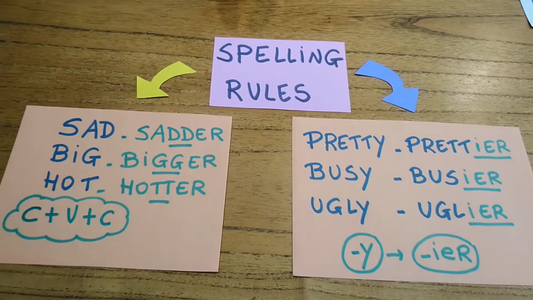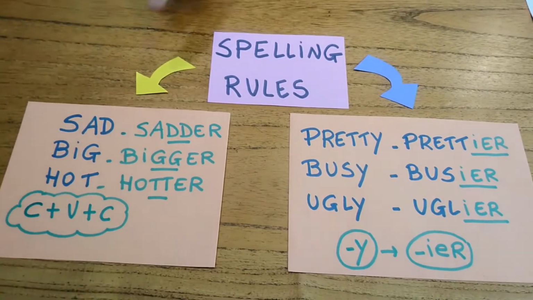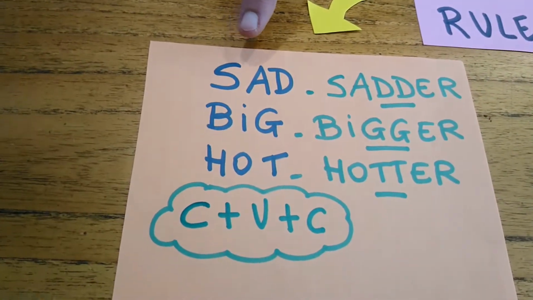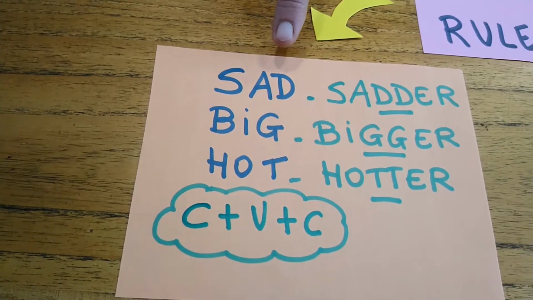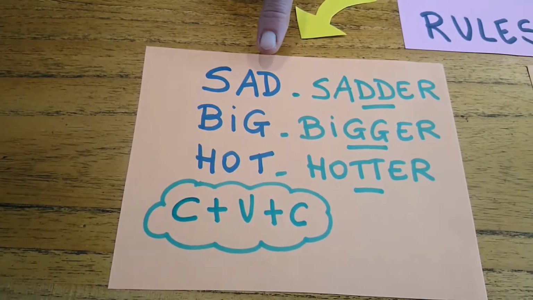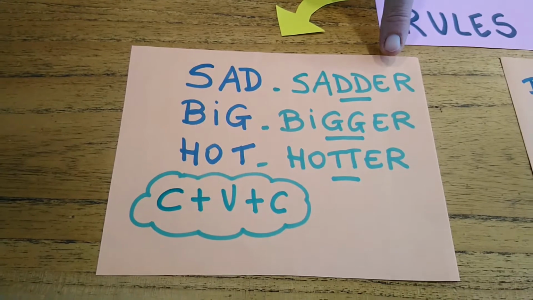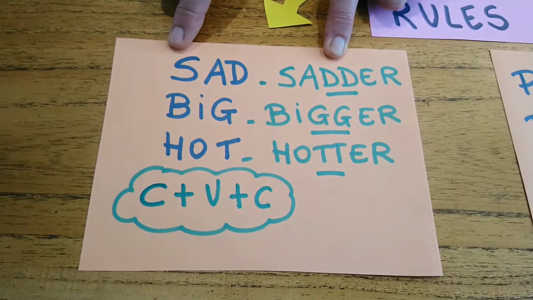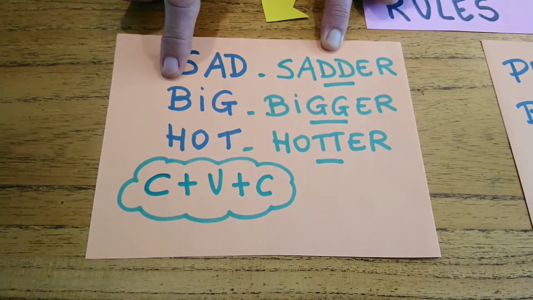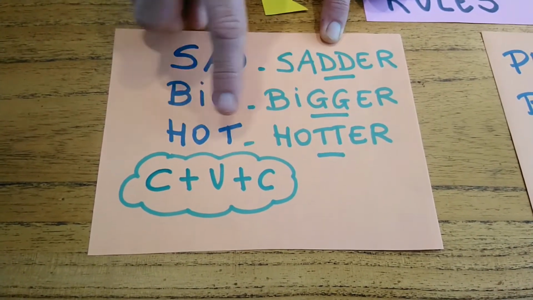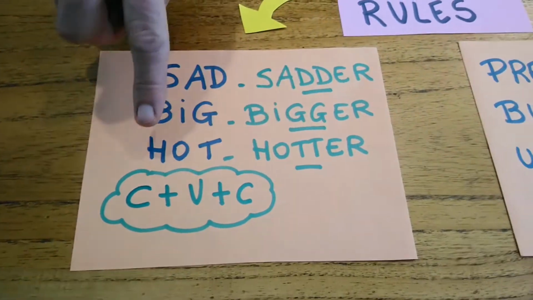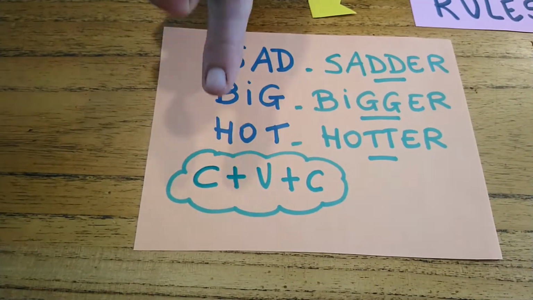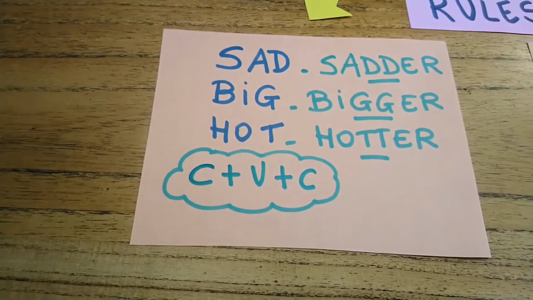You also have to remember the spelling rules. When the adjective is short and it finishes with a combination of consonant, vowel, consonant, like a sandwich, when you include ER, you double the final consonant. Sad, sadder, big, bigger, hot, hotter. So look, you have a consonant, a vowel and a consonant. You have a sandwich of vowel.